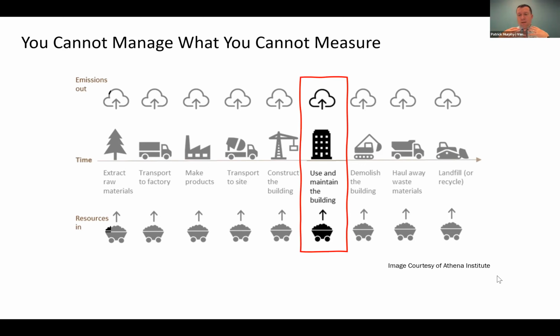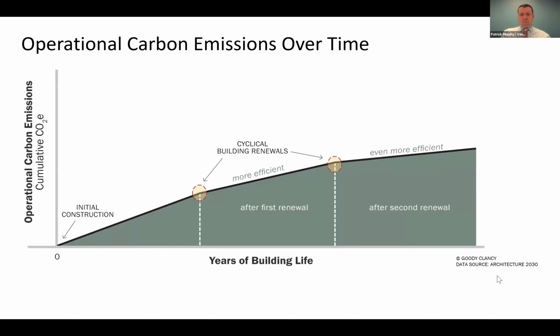So, we as mechanical engineers, as energy analysts, are really focused on those, however many years that the building is being used and operated and maintained. But we do need to zoom out and think about this entire spectrum. So focusing first on the lifespan of the building, the operational carbon, it's cumulative. It adds up year over year.